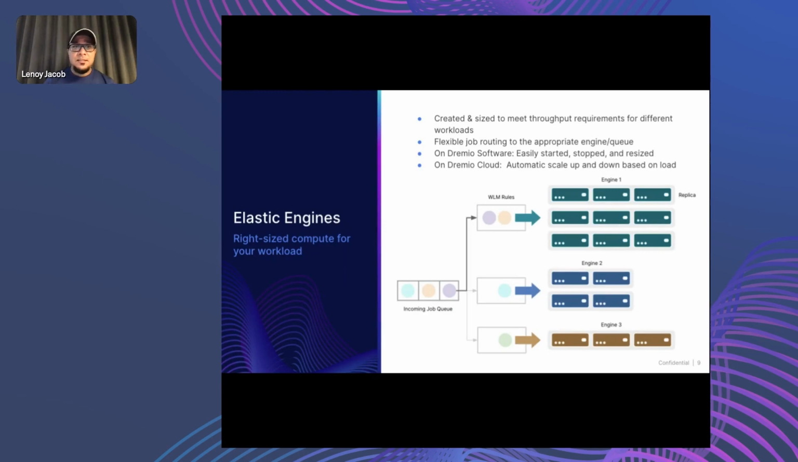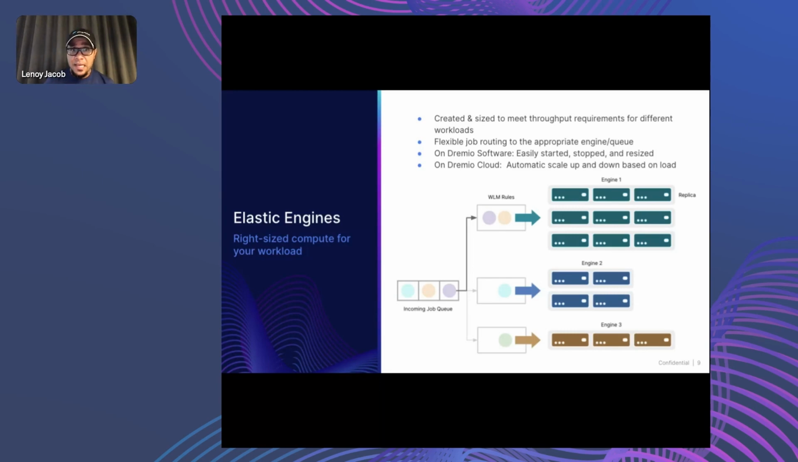All right, Elastic Engines. Elastic Engines are a way that Dremio organizes executors into different pools called engines, and you can match them to different workloads. Along with Elastic Engines, Dremio provides workload management capabilities, often referred to as WLM, which route queries to an engine that you can choose.